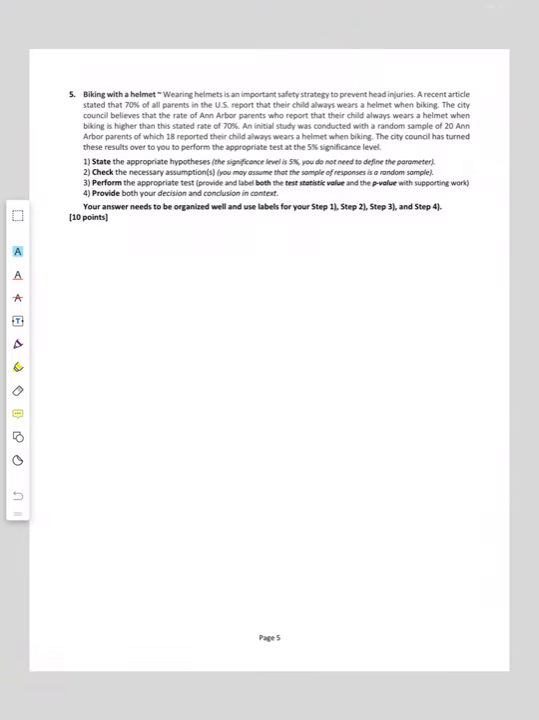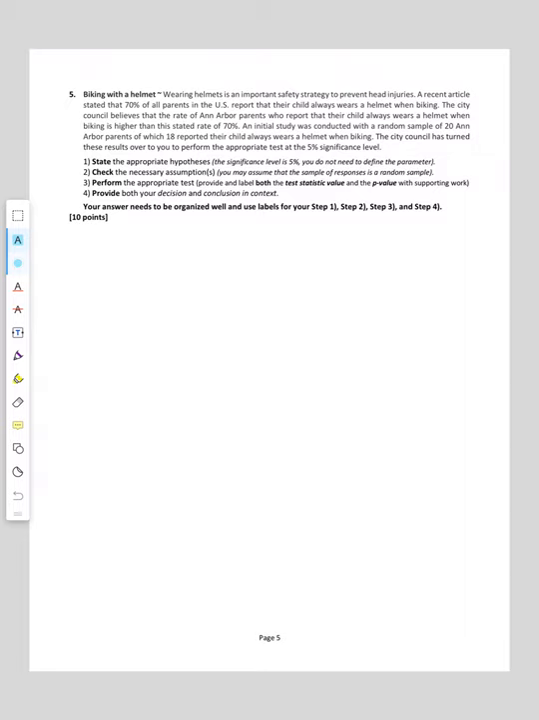Hello. I'm going to walk through question 5 on page 5 of your fall 2019 exam 2. This one's about biking with a helmet. And reading through the background, what are some of the key parts to pick up on? They talk about wearing helmets is important.